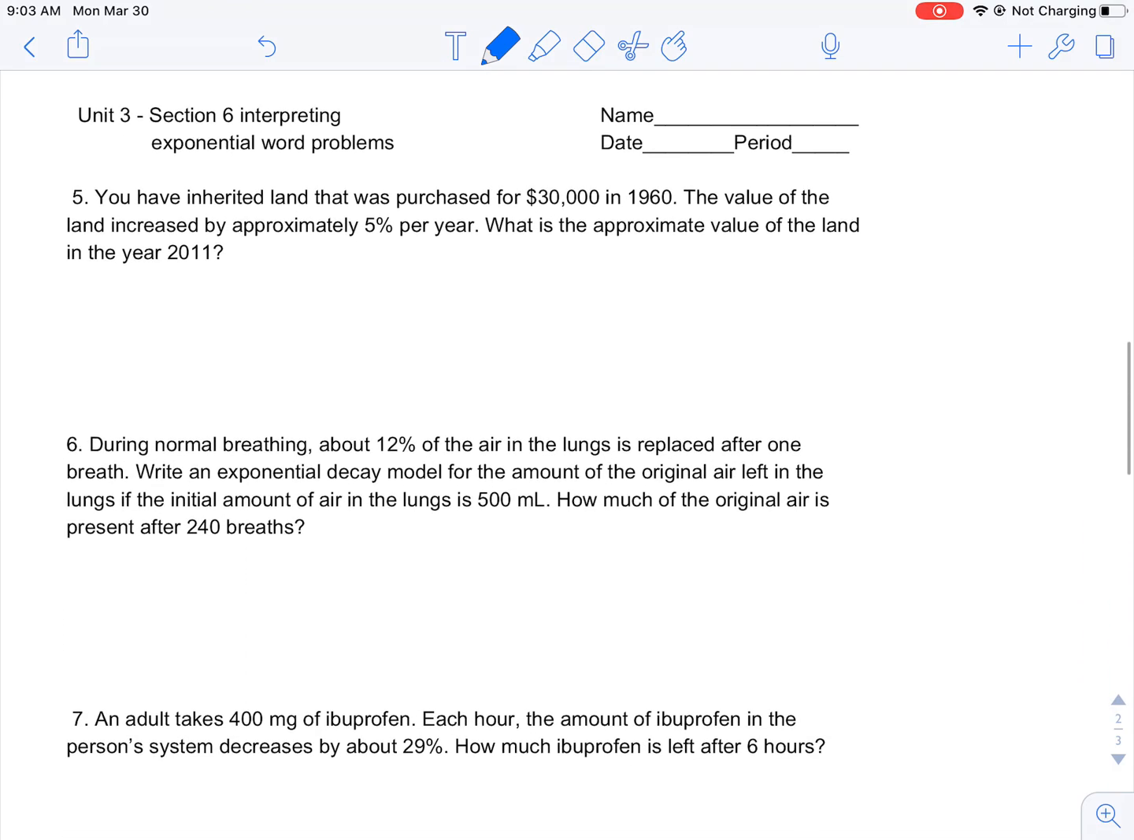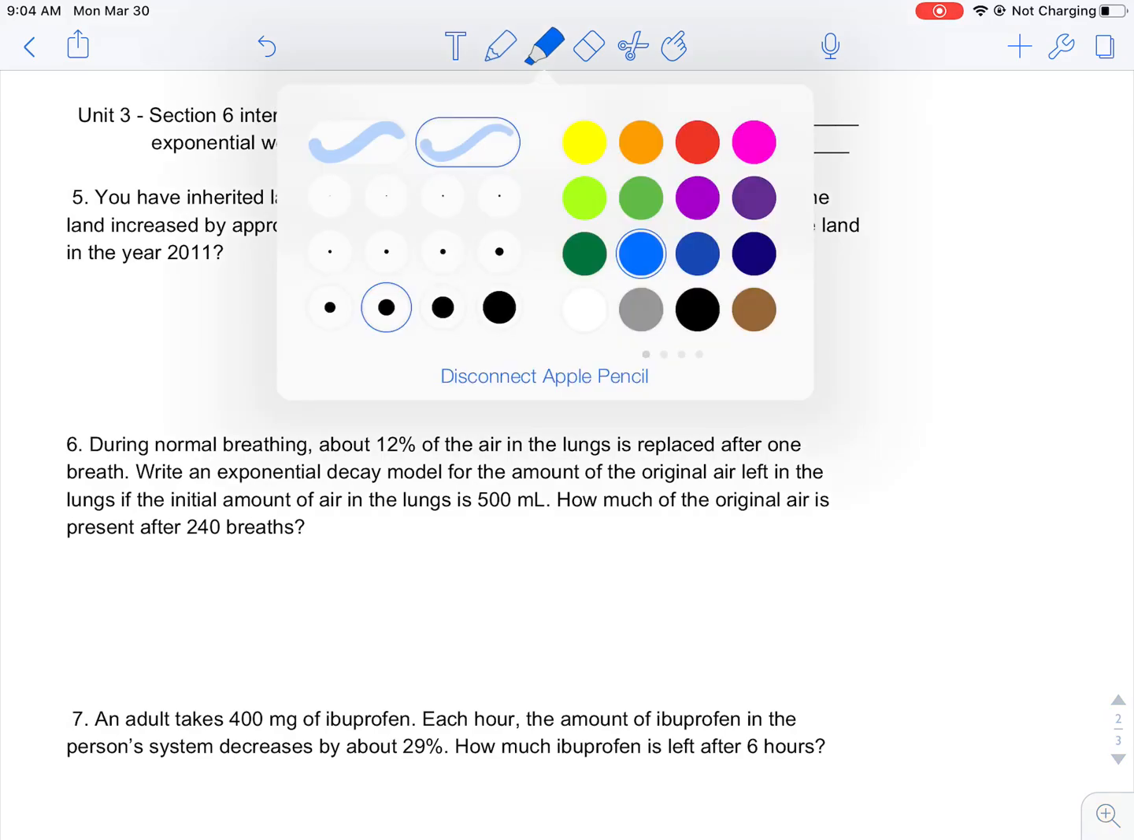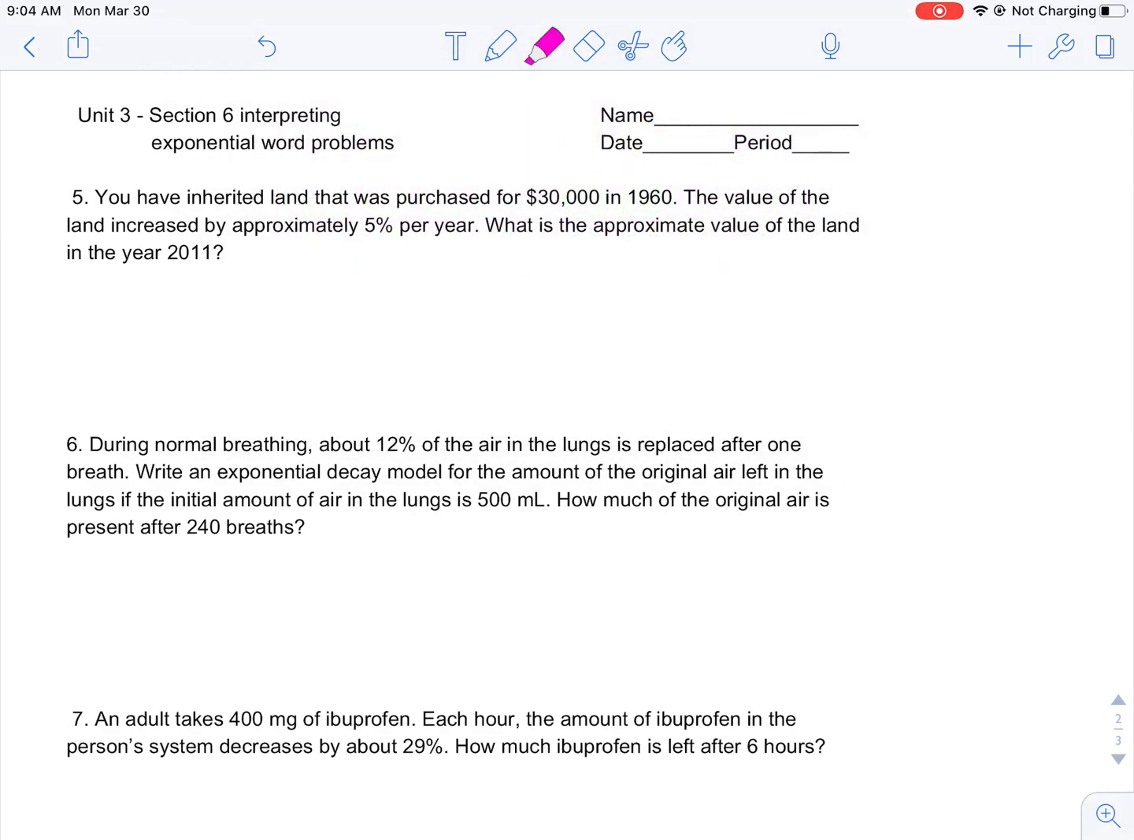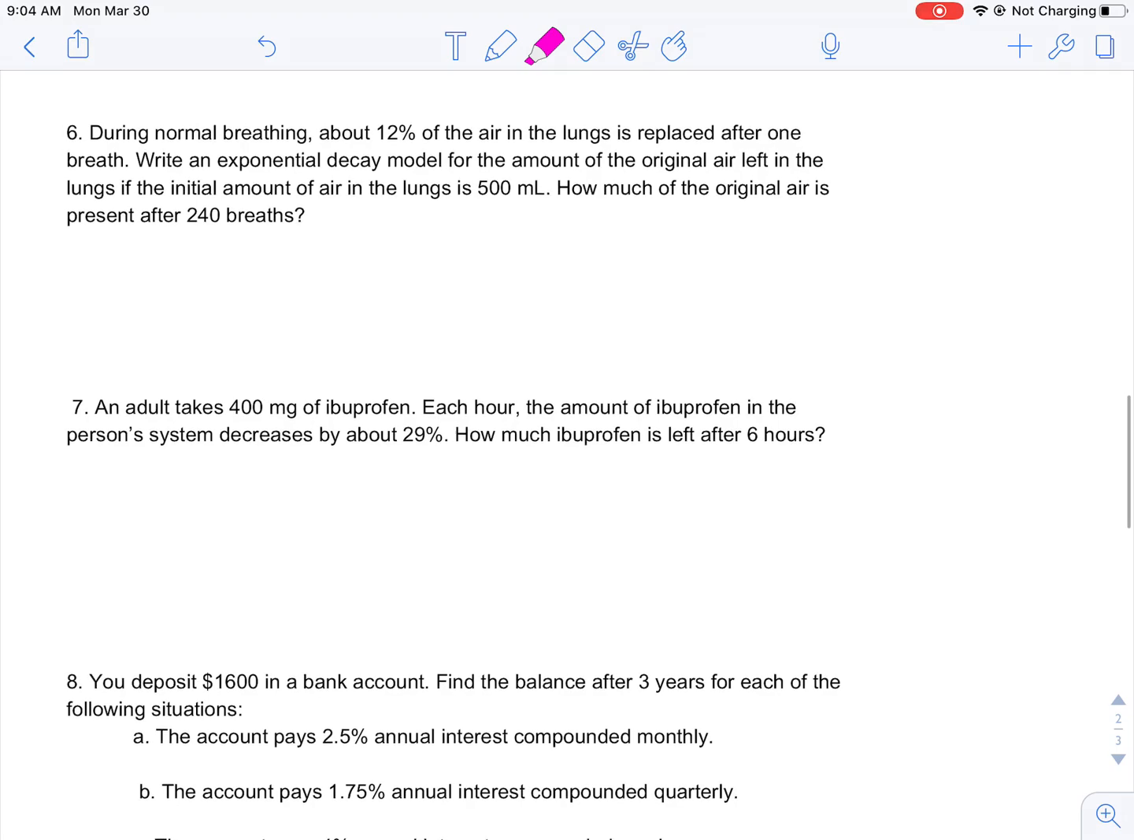All right. Number 5, you inherited land that was purchased for $30,000 in 1960. The value of the land increased. There's my key word. I don't see compounded or anything else, so that's a growth equation. Okay? Number 6, during normal breathing, about 12% of the air in the lungs is replaced after one breath. Write an exponential decay model. This tells you we're doing decay. This is a little bit challenging, but you can handle this. Think about what each number stands for before you start plugging it in.